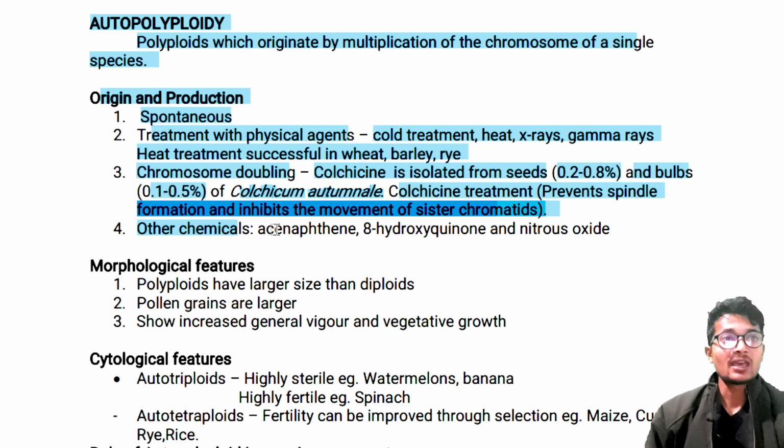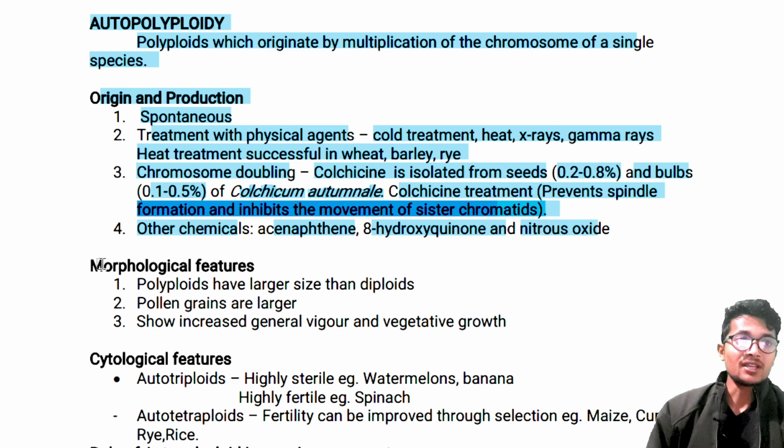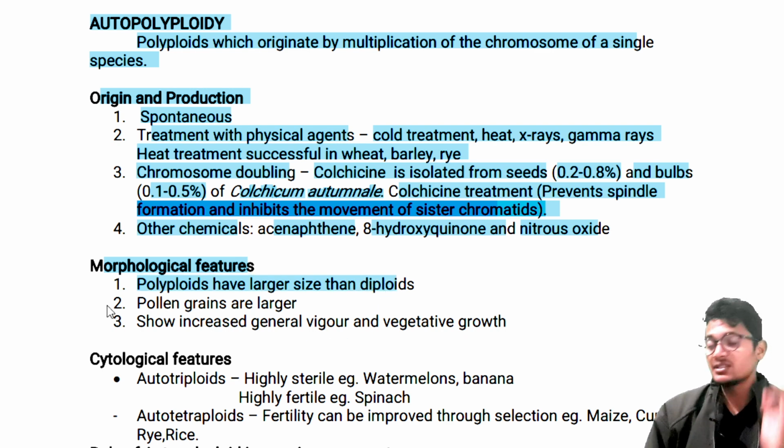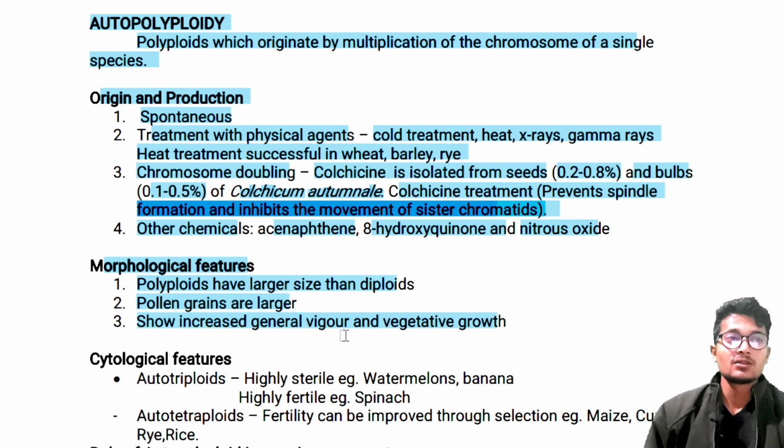Other chemicals are acenaphthene, 8-hydroxyquinoline, and nitrous oxide. Next, we will talk about morphological features. There are three. First, polyploids have larger size than diploids, right? Next, pollen grains are larger. Third, increased general vigor and vegetative growth.